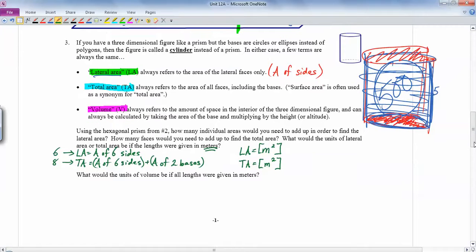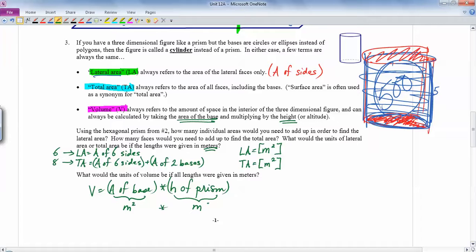Volume. So volume, remember we said volume is the area of the base times the height. So it's area of the base times the height of the prism, right? Or cylinder. So area of the base would be in meters squared. Height would be in meters. So if you multiply meters by meters squared, you're going to get meters cubed. So volume will be in units cubed, and the areas will be in meters squared. That's if the original's in meters.